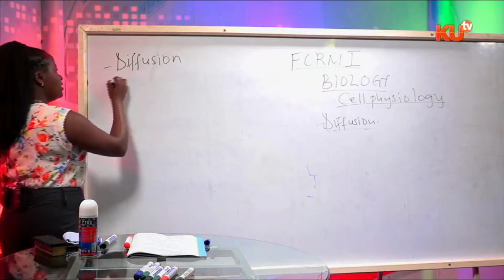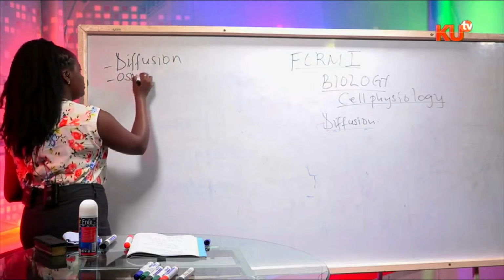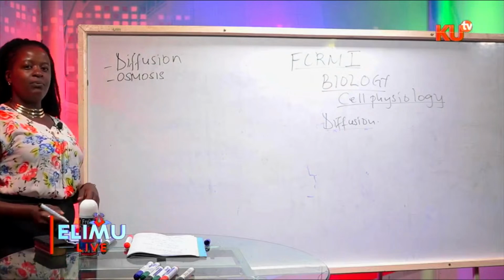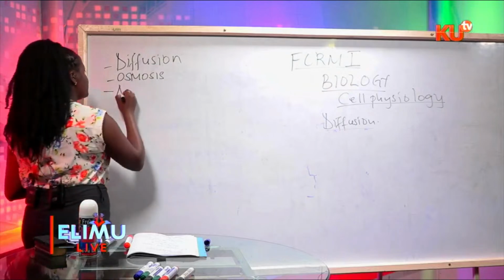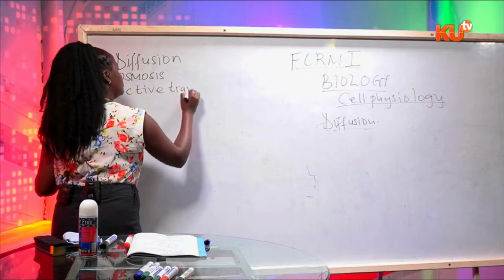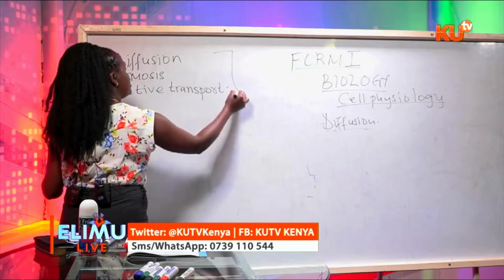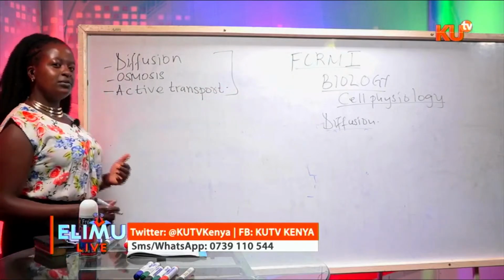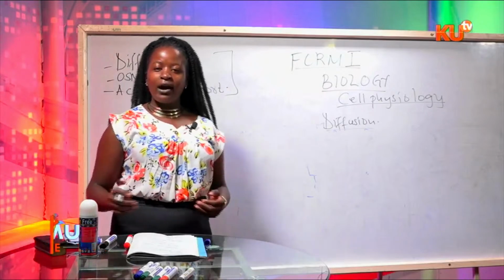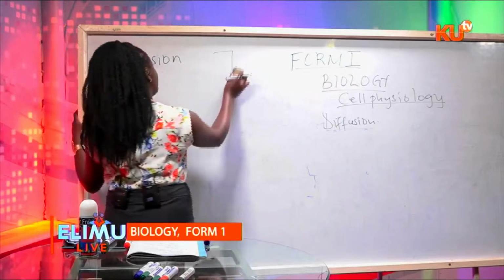The second physiological process is osmosis. And the third physiological process is active transport. So these three allow materials to get in and out of the cell. But today, our main focus will be diffusion.